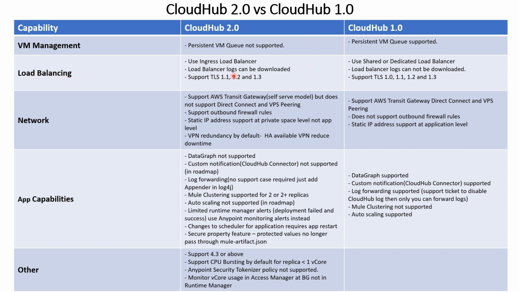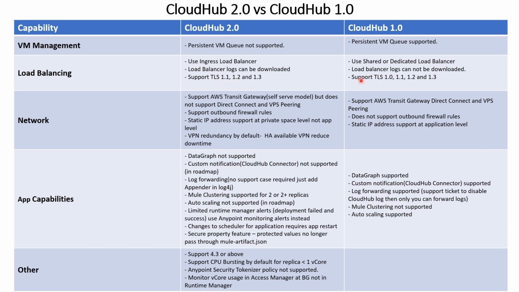Load balancing. CloudHub 2.0 uses ingress load balancer. It does not use dedicated load balancer. CloudHub 1.0 does not support downloading the load balancer logs, but in CloudHub 2.0 you can download the load balancer log. So you can download the ingress load balancer log.